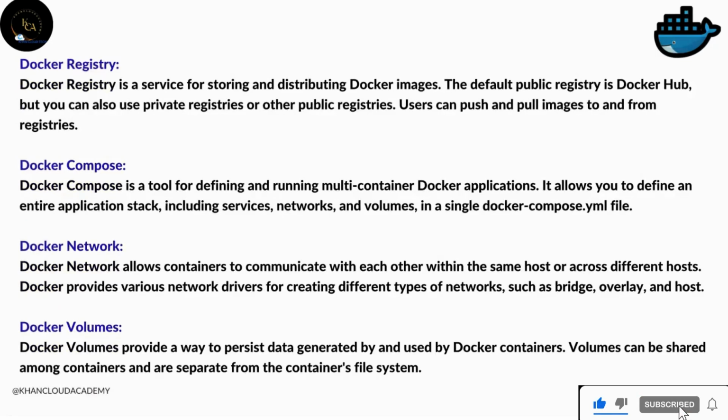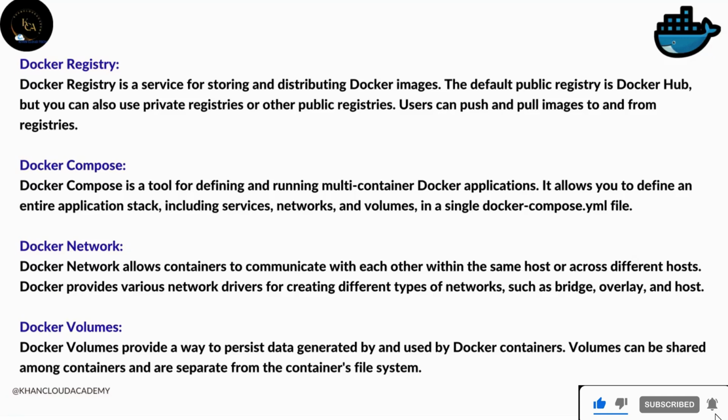Moving to the next, Docker registry. A Docker registry is a service for storing and distributing Docker images. So whenever you build your image using the Dockerfile, you create an image and you can store it somewhere. That somewhere is a Docker registry. In the same way, there is ACR, Azure Container Registry, and AWS has its container registry. So whichever service provider you go with, you get it as a service very easily. The default public registry is Docker Hub. Docker Hub is owned by Docker itself. You can also use private registries or other public registries as well. You can push and pull images to and from registries.